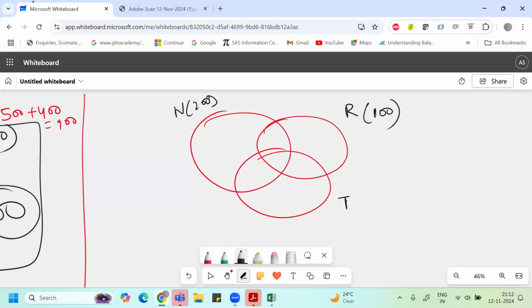then television is 40, then N intersection R intersection P is 5. Then N intersection R is 50, so this would be 45. R intersection T is 20, so this will be 15. And then N intersection T is 40, meaning this would be 35. Now, is this part clear, everyone? N is 200.